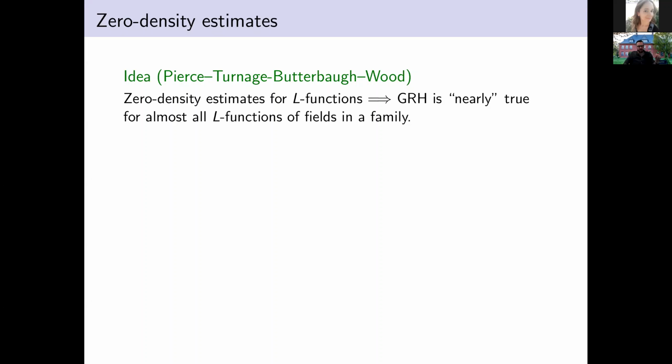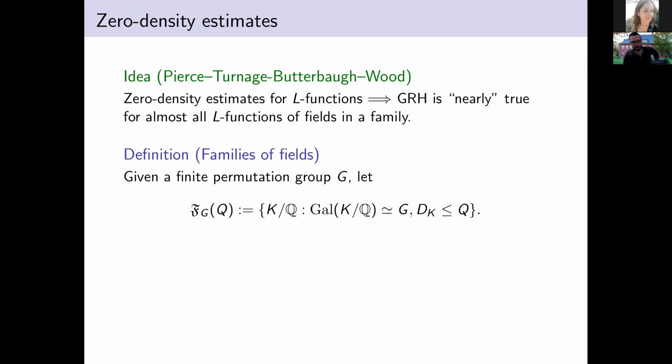So the kinds of families I want to be considering are going to be families of number fields with given Galois structure. Just to define that carefully, given a permutation group G, I'm going to let F_G(Q) denote exactly the set of extensions K over Q with Galois group G and discriminant bounded by Q. Okay, so this is the family of fields I look at, or that I guess Pierce, Turner-Butterbaugh, and Wood would look at as well.